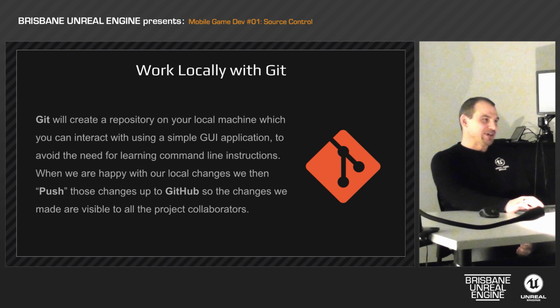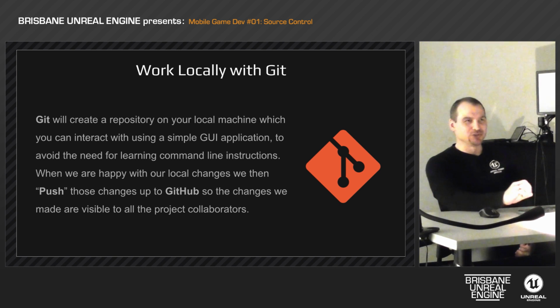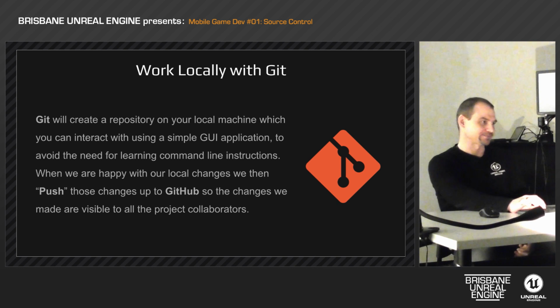Now, there's also a way to work locally with Git. You don't have to push your Git repositories out into the GitHub cloud. You can also work with them on your local machine because Git is just a program. That's all it is. It's a program that tracks changes in your source control files.